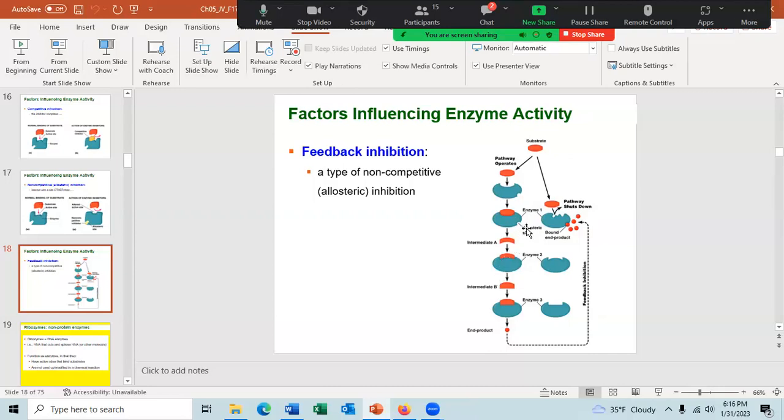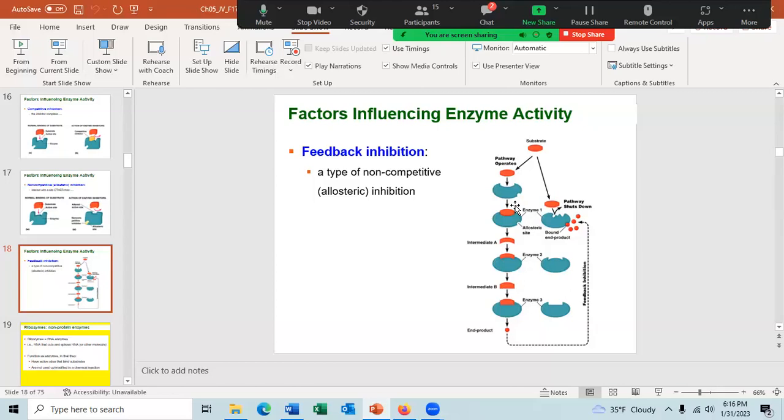Another reason why you want to hit enzyme 1 is because it's the first enzyme that works. If you were to hit a later enzyme, then you will make at least intermediate A, and that takes energy for the cell to convert the substrate into intermediate A. So you don't want to stop enzyme 2, you want to stop enzyme 1 because it's more energy efficient.